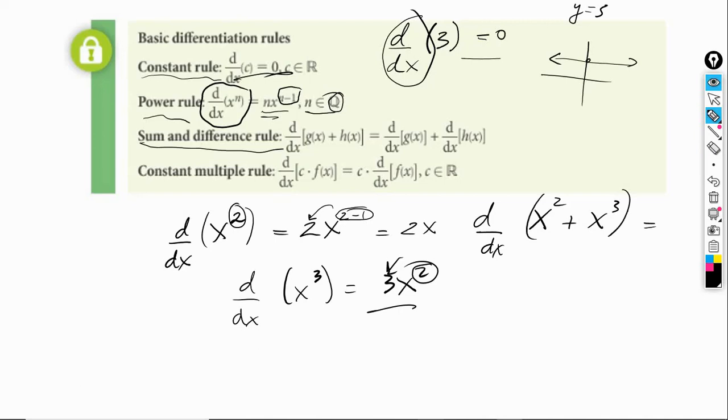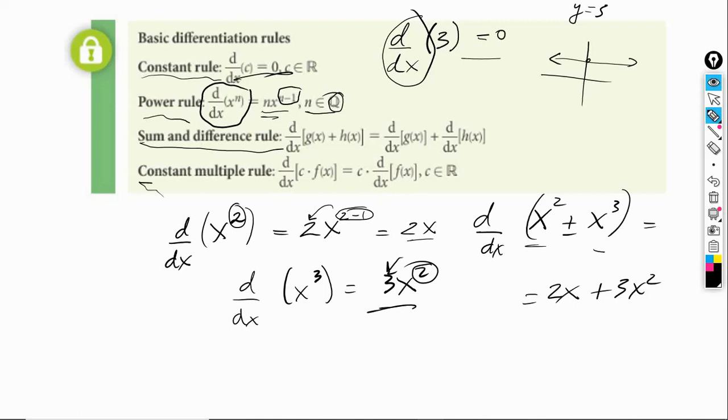What this sum or difference rule, so this could be plus or minus, says is that you can differentiate these individually. So basically it's the same as adding what we found before, 2x plus 3x squared. This would just equal 2x, which is the result of differentiating x squared, plus 3x squared, which is a result of differentiating x cubed.